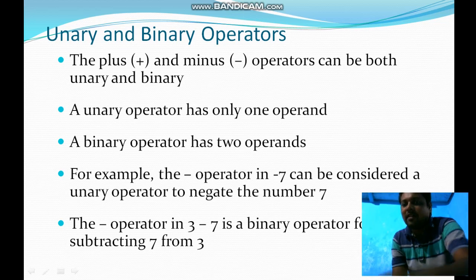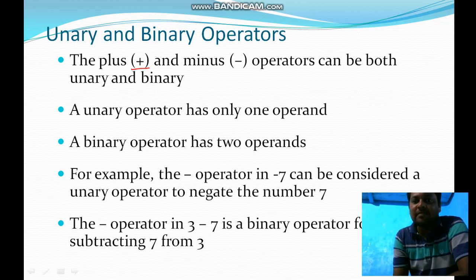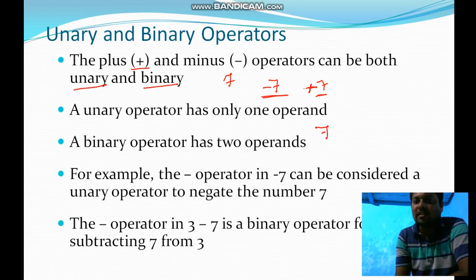Next we have plus and minus, both binary and unary. Unary means we use only one operand; binary means we use two operands. For example, if 7 is an operand and we use minus, it indicates a negative number, so it is a unary operator. If you use plus 7, it means a positive number. If you use two operands, for example 7 minus 4, it will subtract the values and give the result.